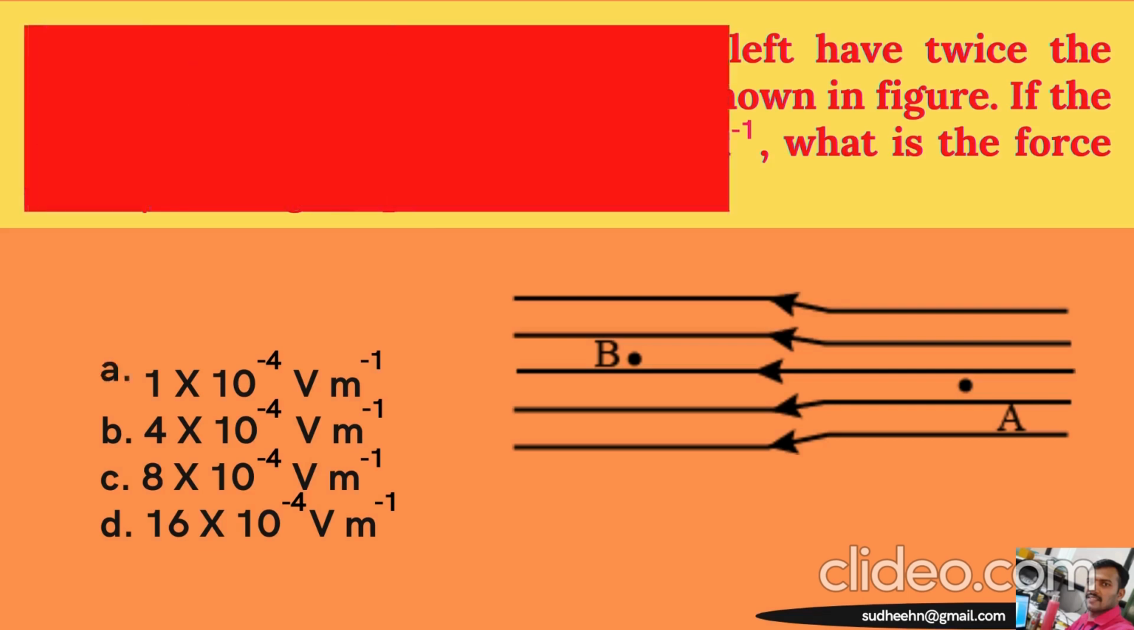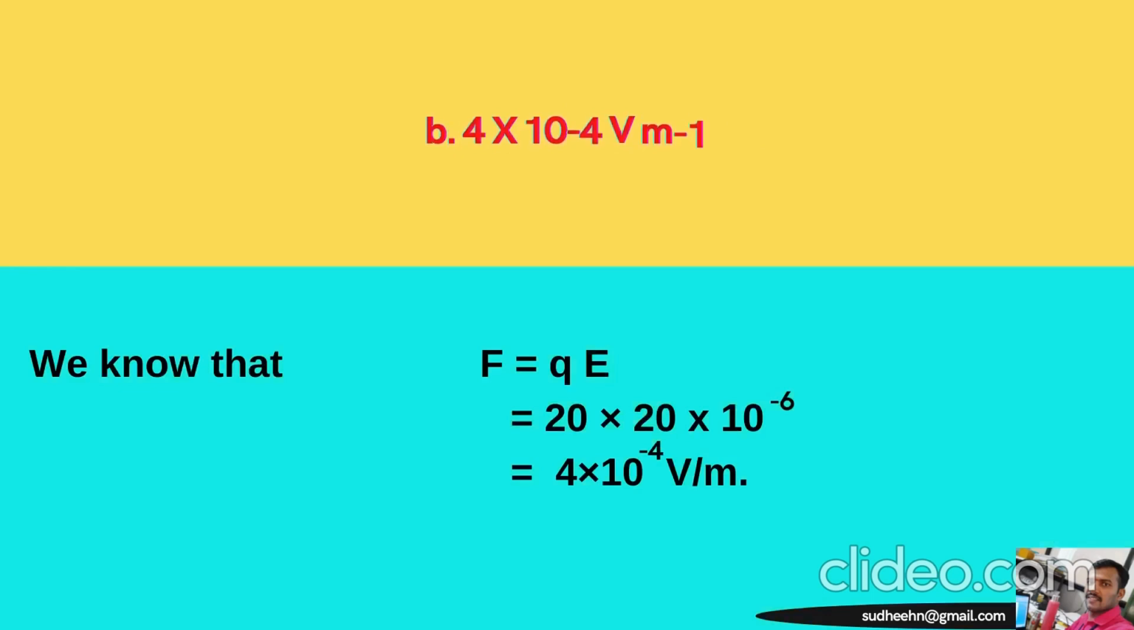And the right answer is option B, that is 4 into 10 raised to minus 4. This can be obtained with the help of the equation force F is equal to Q into E. By substituting the values, we get the force F is equal to 4 into 10 raised to minus 4.